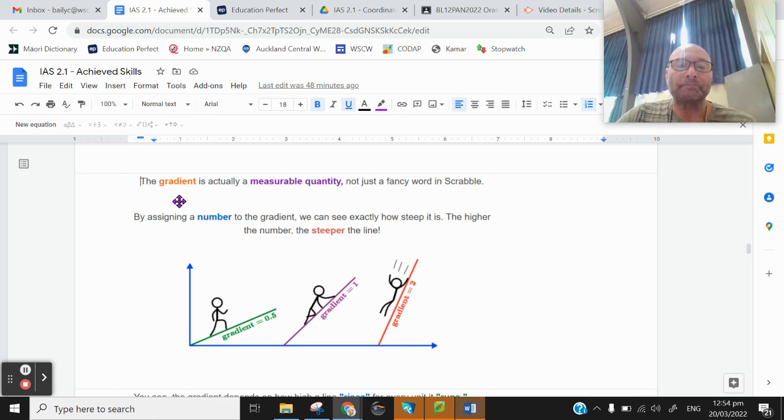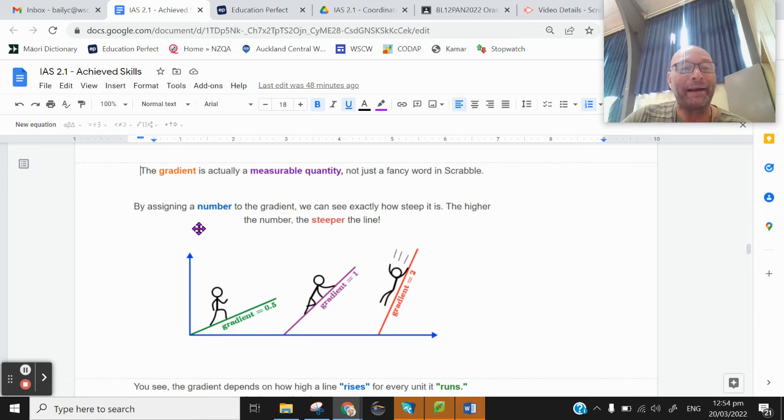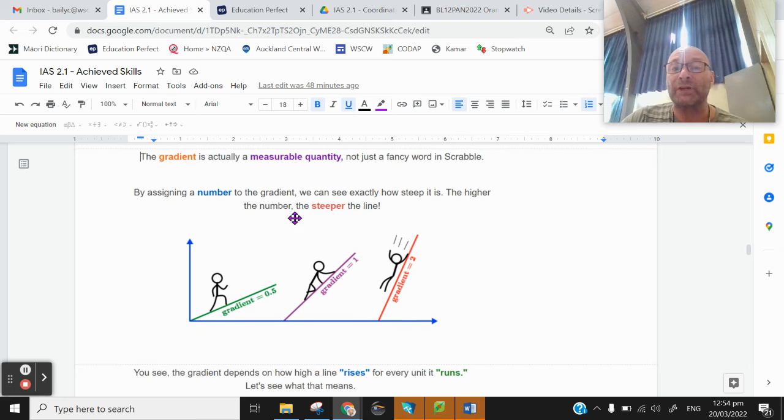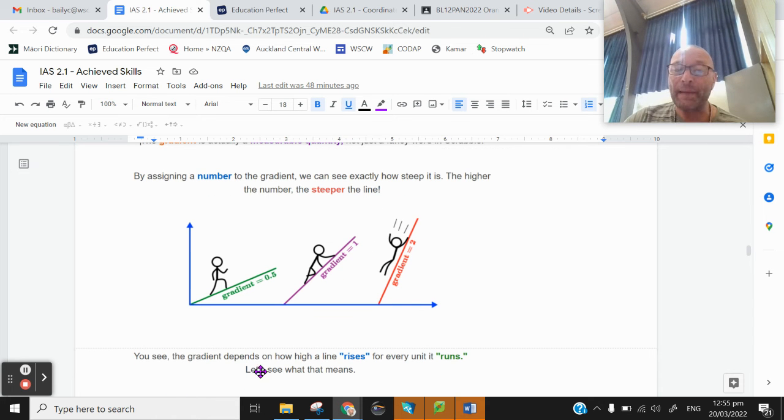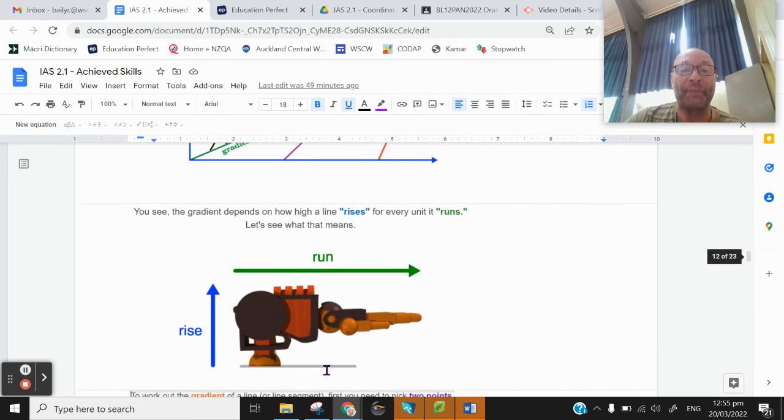Now, the gradient is a measurable quantity, not just a fancy word in Scrabble. By assigning a number to the gradient, we can see exactly how steep it is. Again, the higher the number, the steeper the line. So a gradient of 0.5 is fairly flat. A gradient of 1 gets a little steeper, a gradient of 2 even steeper yet. So you see the gradient depends on how the line rises for every unit that it runs. Let's see what this means.